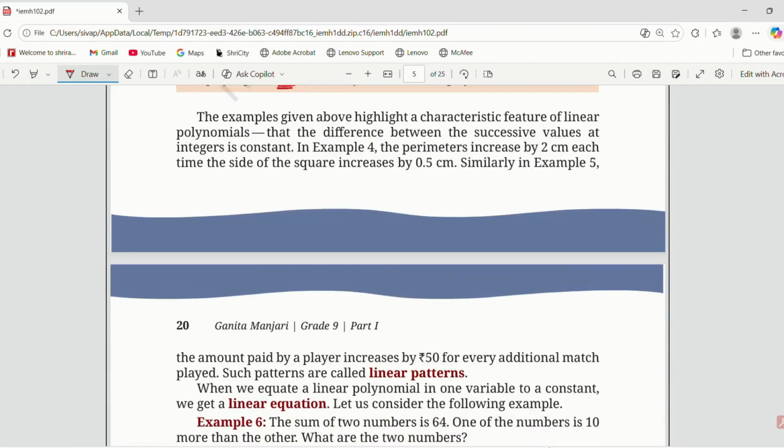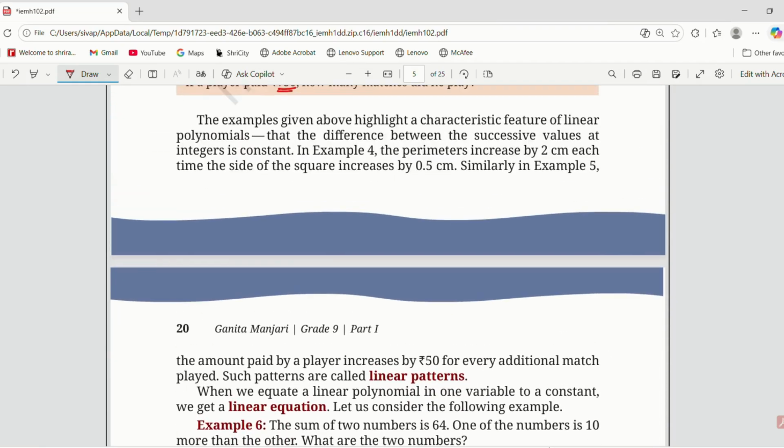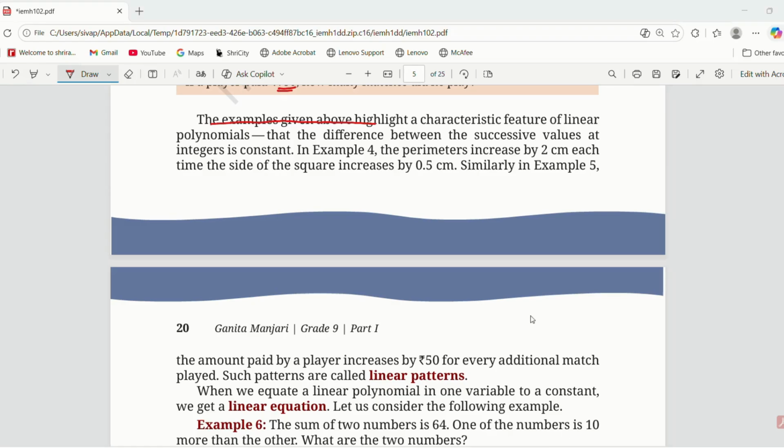Okay, so here what they are trying to give is, the example given above highlights the characteristic features of a linear polynomial. So this is the linear polynomial, actually the one which we took, no? This is a linear polynomial because the degree is 1 and the variable is x. See, this is our variable whose degree is 1.